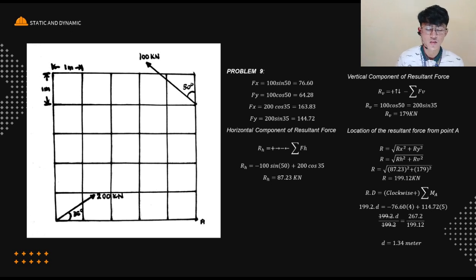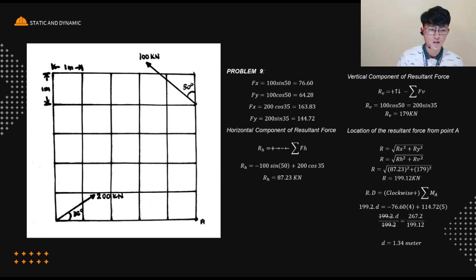Ngayon naman po, yung number 3 na pinapakuha sa atin is yung location of the resultant force from point A. So para po makuha natin yon, kailangan po muna natin makuha yung kanyang resultant. Ang formula po natin doon is R equals square root of Rx squared plus Ry squared, or R equals square root of R horizontal squared plus R vertical squared. So kung isa-substitute lang po natin yon, makukuha po natin resultant is 199.12 kN. Yun po, meron na po tayong resultant.